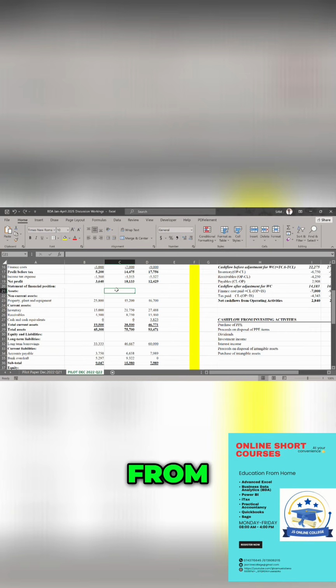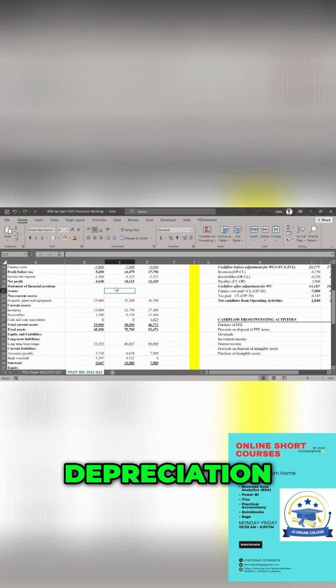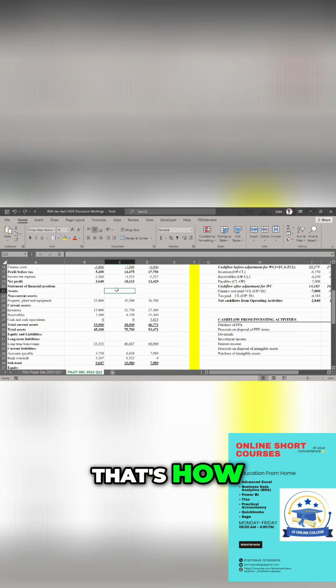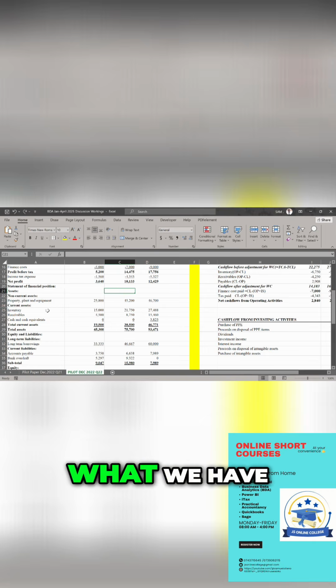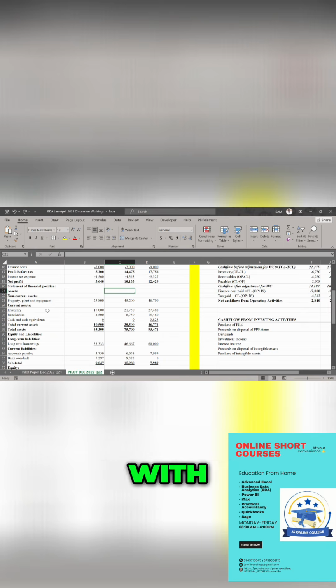You'll start working from the trial balances. So you'll get to meet accumulated depreciation, then you compute the depreciation for the current year, then you come up with the statement of financial position. Those are the things you're going to learn as you prepare the financial statements starting from this week. So do not worry. But for now, let's work with what we have, because already the financial statements have been prepared, so we work with them moving forward.